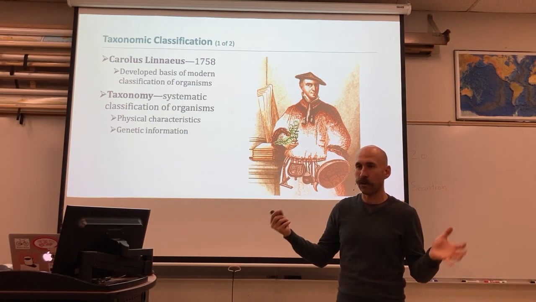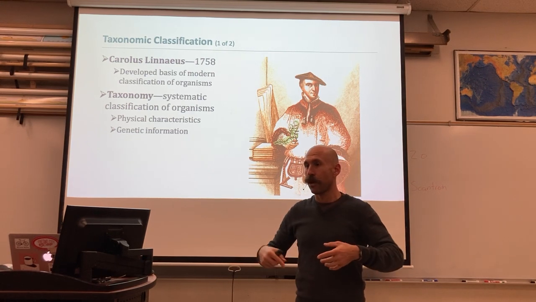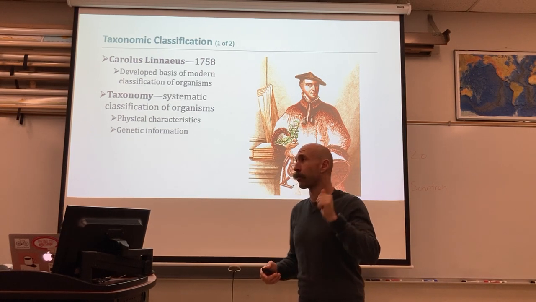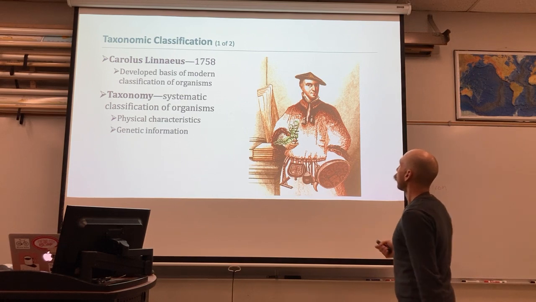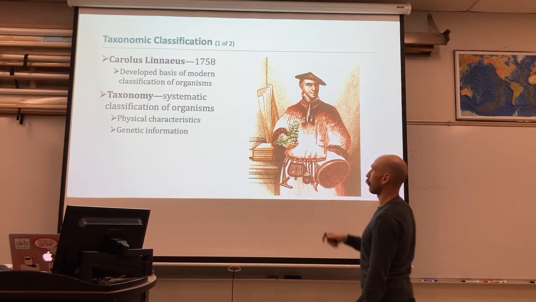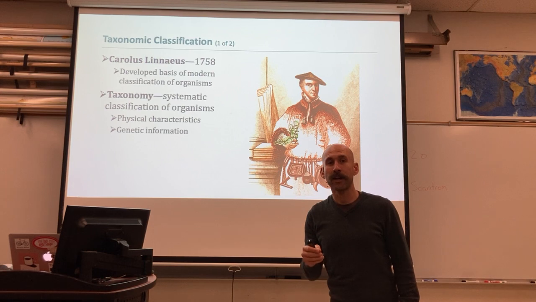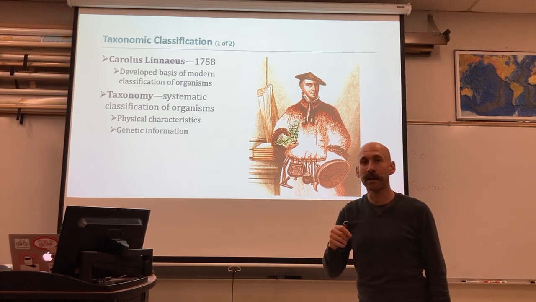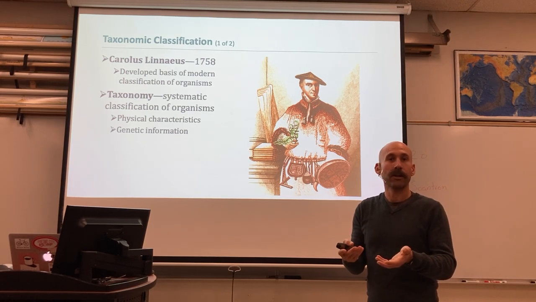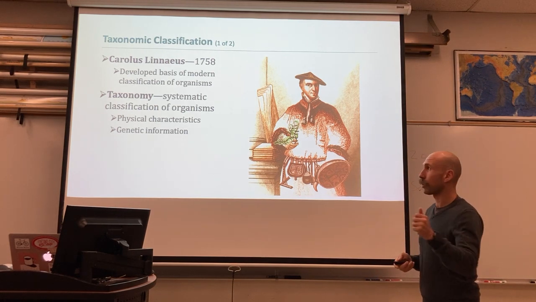It was basically like an old school Excel spreadsheet that he put everything together in, before computers, of course, where he classified organisms based on physical characteristics. This became what's known as taxonomy, a systematic classification of organisms. It's now being updated utilizing genetic analysis and understanding the genomes and the similarities in not only physical characteristics, but the underlying genetic code that describes those characteristics.